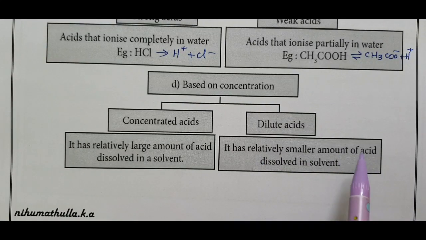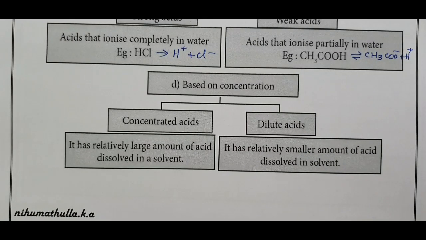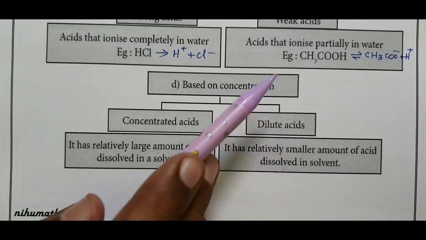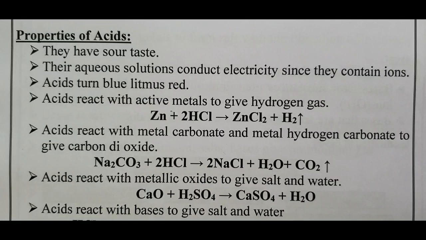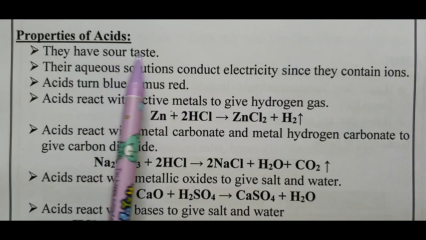Amount of acid is less than the amount of solvent, dilute acid. So, acids are classified based on sources, based on basicity, based on ionization, based on concentration. What are the properties of acid? Acids have a sour taste.